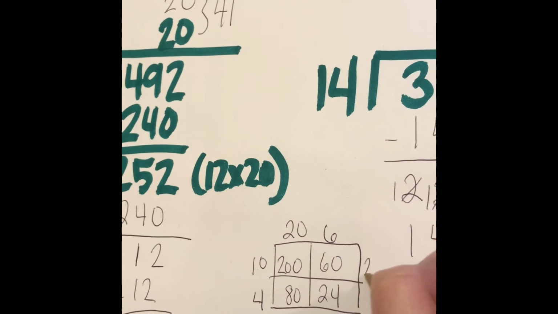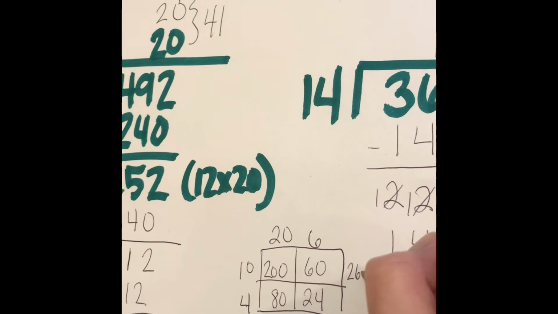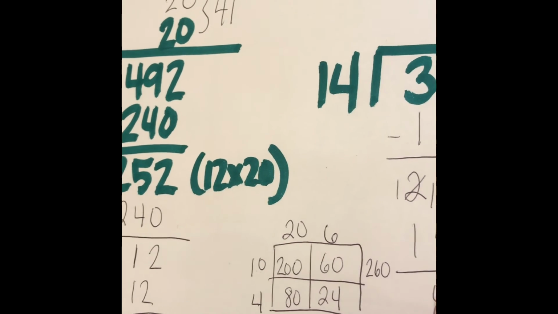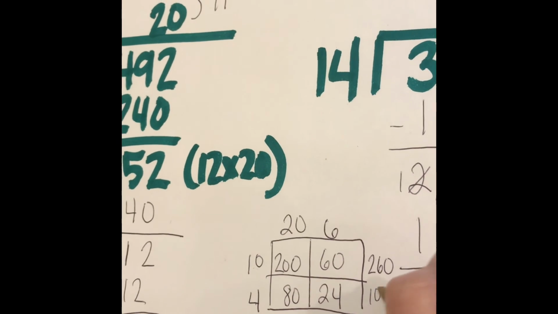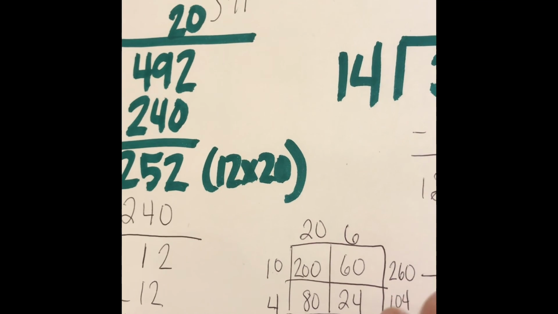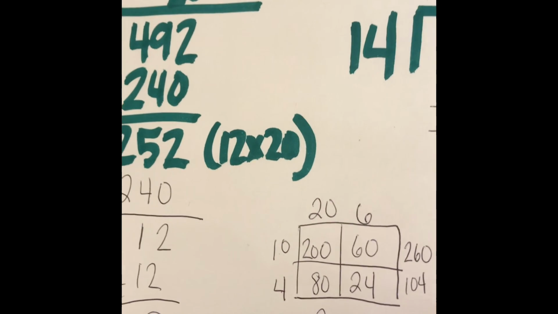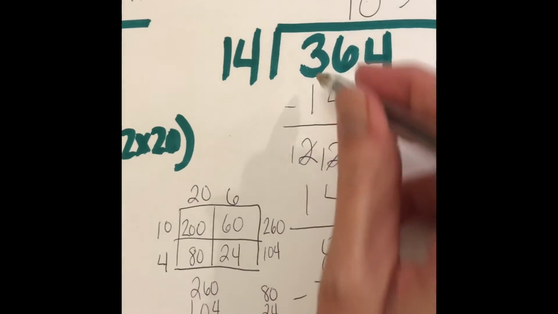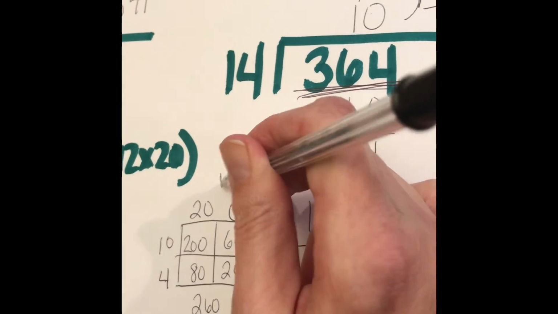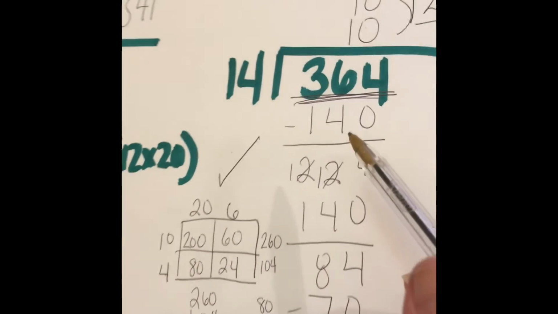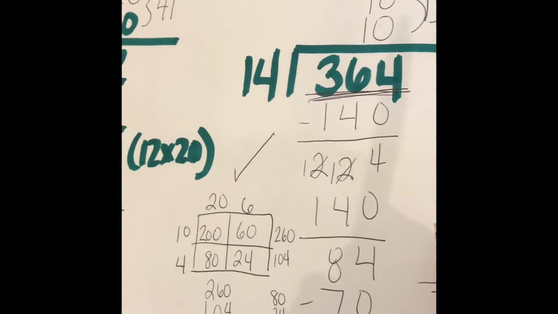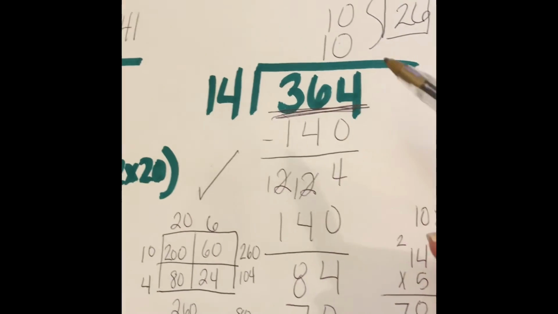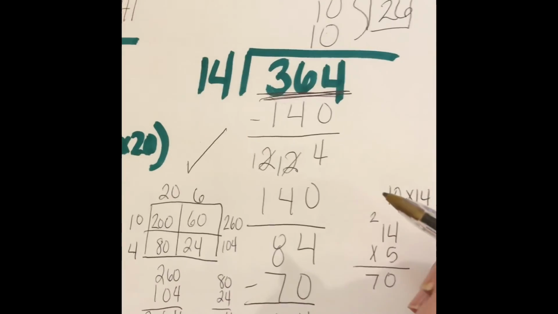So then I can add my partial products. So I get 260. And then 80 plus 24 gives me 104. And then I need to add these two together, 260 plus the 104. That gives me 364. So if you'll notice, we did get our dividend here, so that means that we were correct when we worked this out. So again, to check it, we multiply our answer times the divisor, and then we should get the dividend. All right, now I want you to complete the problems on the Google form.